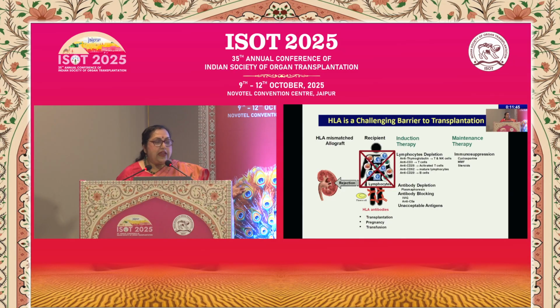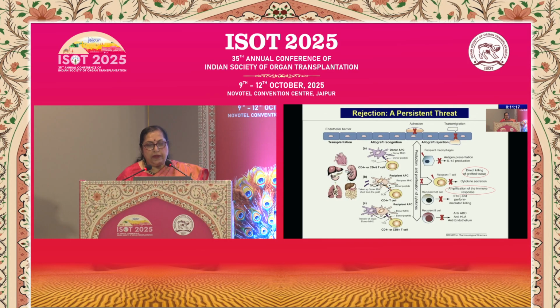If we have a mismatch graft, obviously there's going to be a heightened immune response, and many of you are aware that there's lymphocyte depletion, antibody depletion to be done, and of course we need to keep in mind the unacceptable antigens, that if they are there, what do we need to do and how do we handle them? And antibodies definitely are there because of pregnancies, transfusions, and if there is a retransplant, the prior organ that has gone in also leads to antibody development.